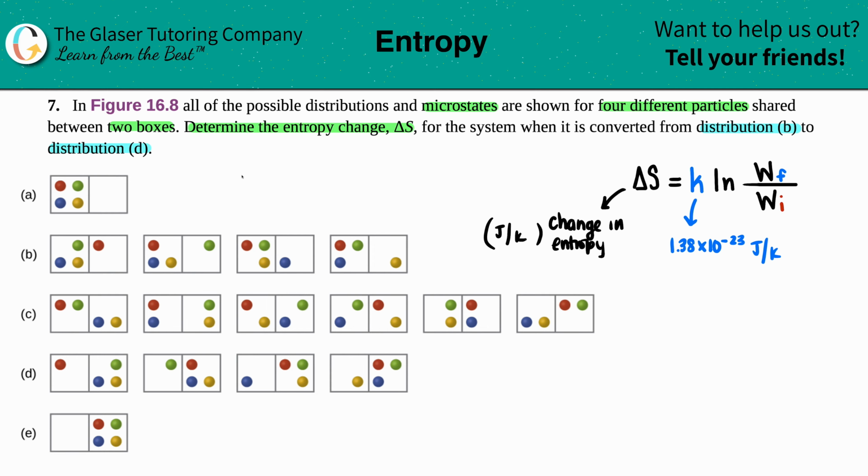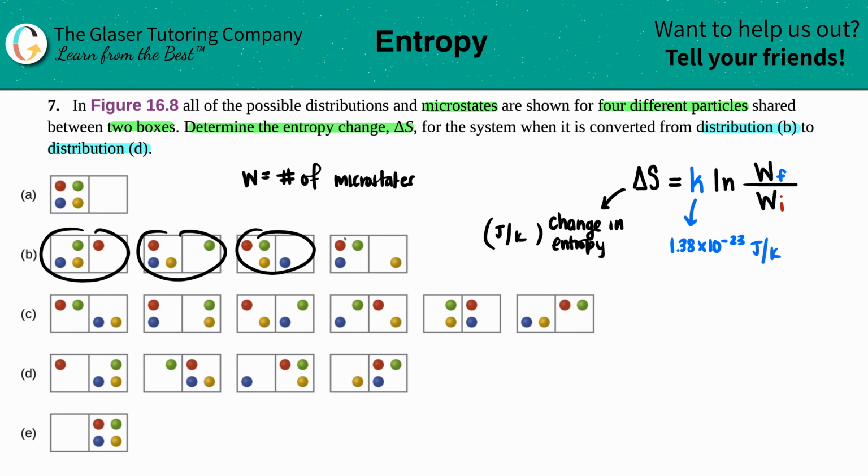What are your W values? Well, your W is your number of microstates. And a microstate is the individual pictures. So for right now, I circled 4 microstates. Here's one microstate, so it's basically just the pictures. We just want to know what the microstates are. F for final and I for initial.